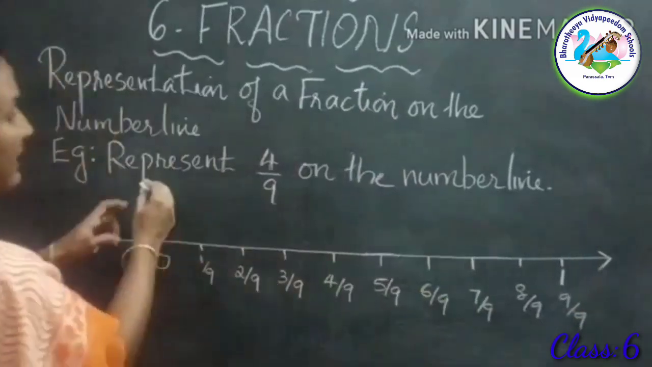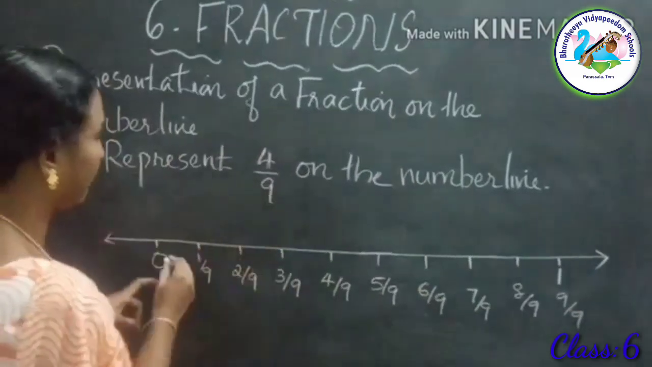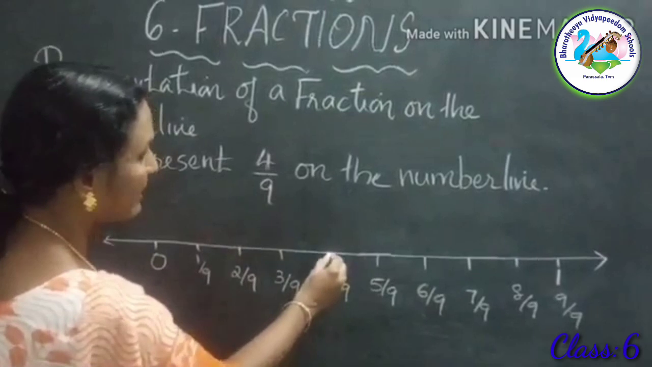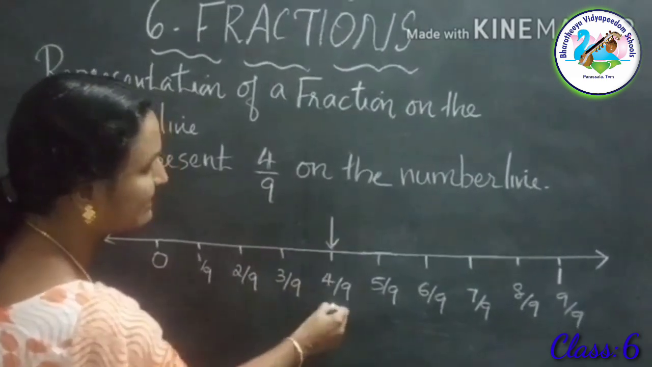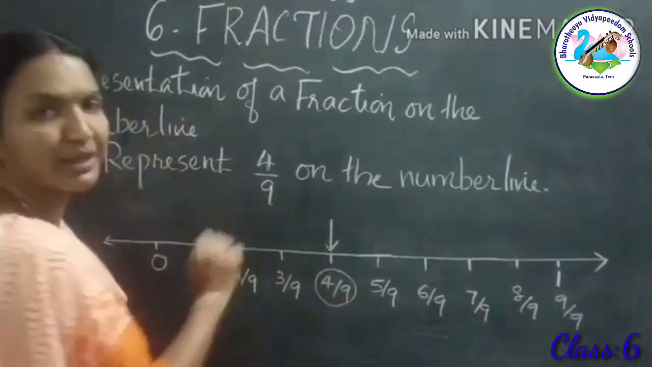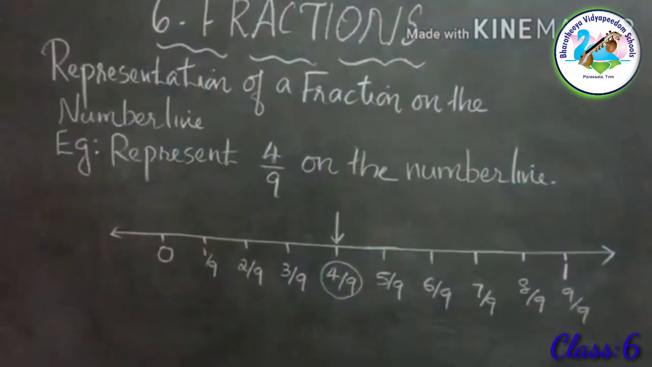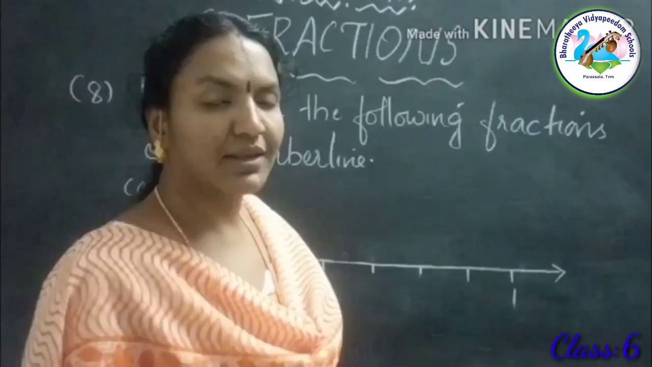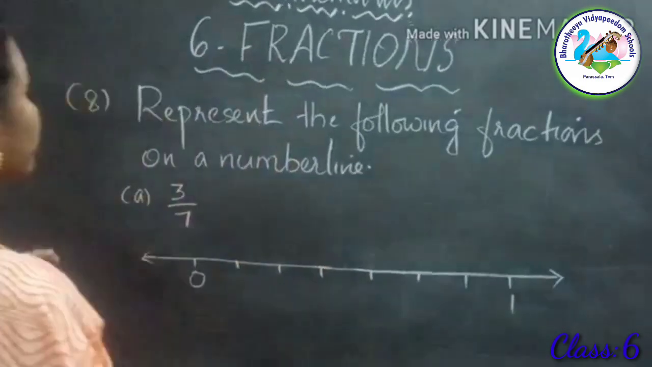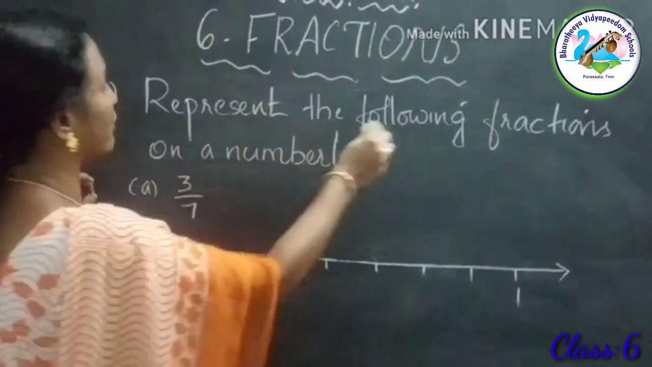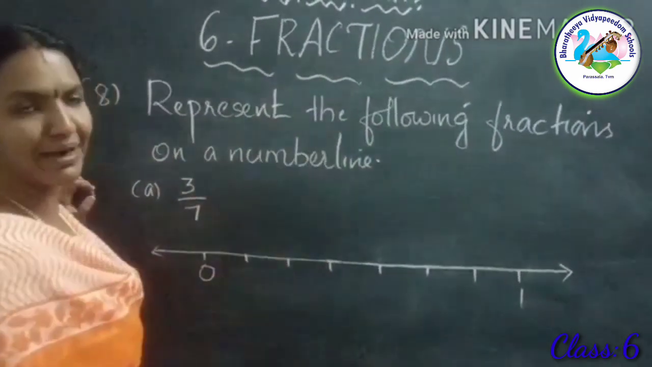Okay. Now to represent the 4/9. 4/9 means this. Okay. So the position of 4/9 is here. Next, we shall discuss 8th question from the exercise. Question number 8. Represent the following fractions on a number line.